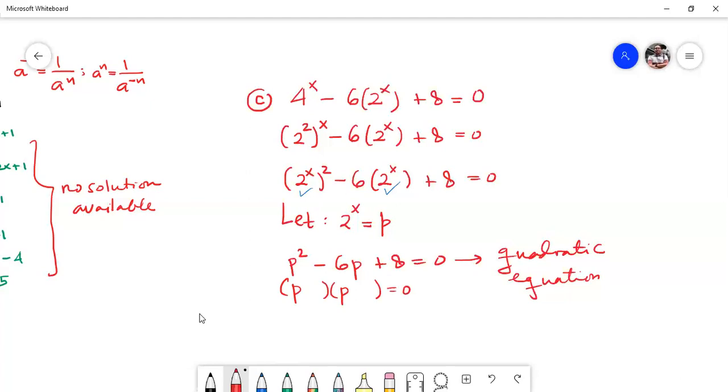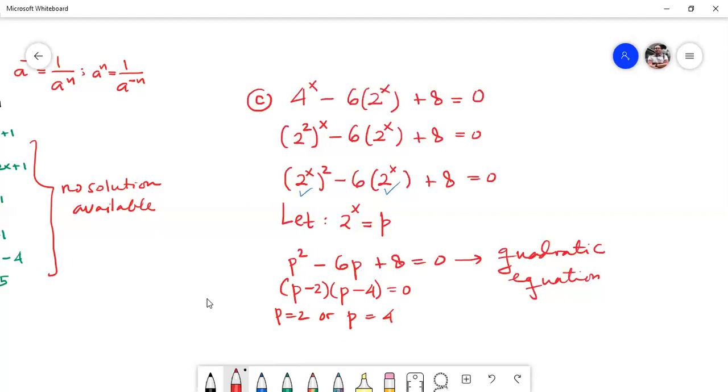So what do you think? This is p minus 2, p minus 4. Am I right with the factorization? Is it correct? If you don't trust me, you can use your calculator. It doesn't matter. So p equals 2 or p equals 4.